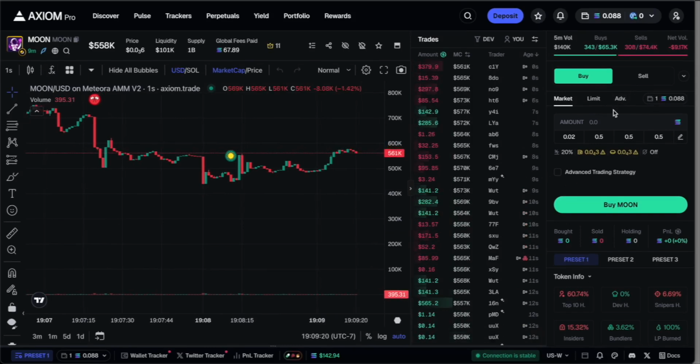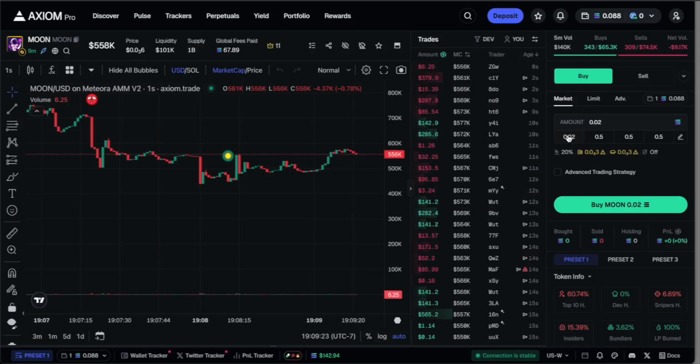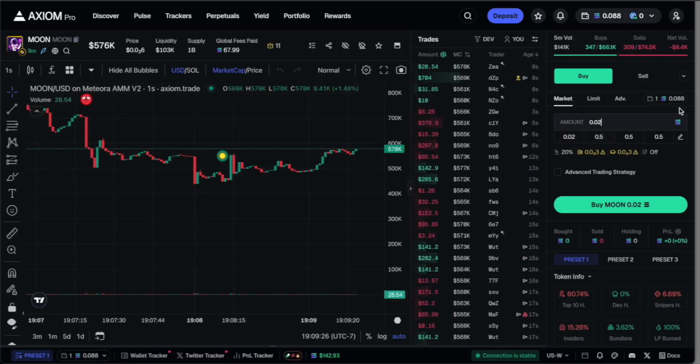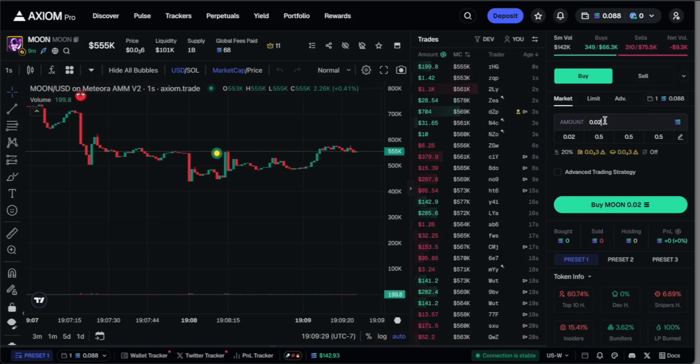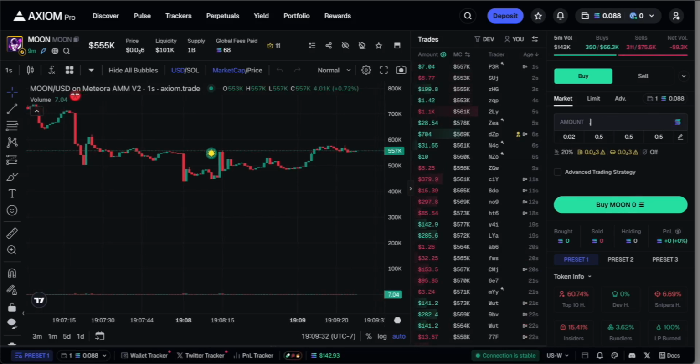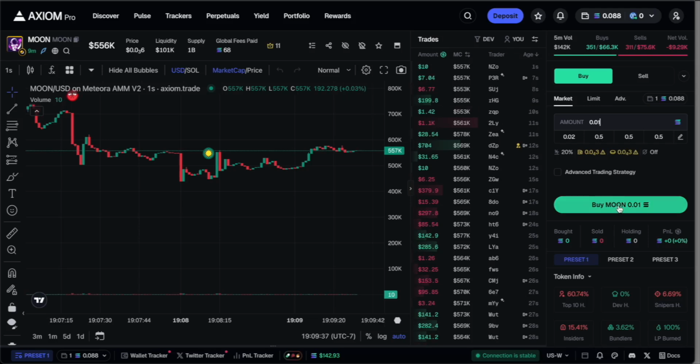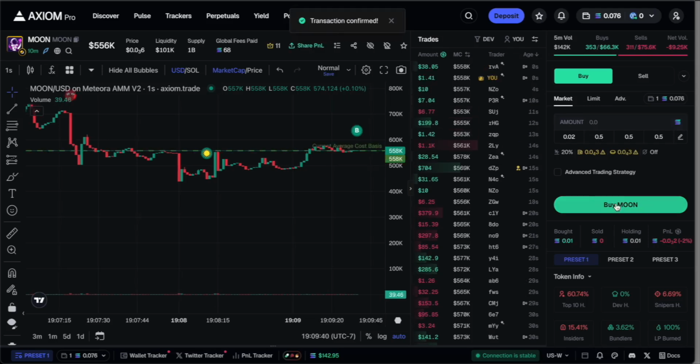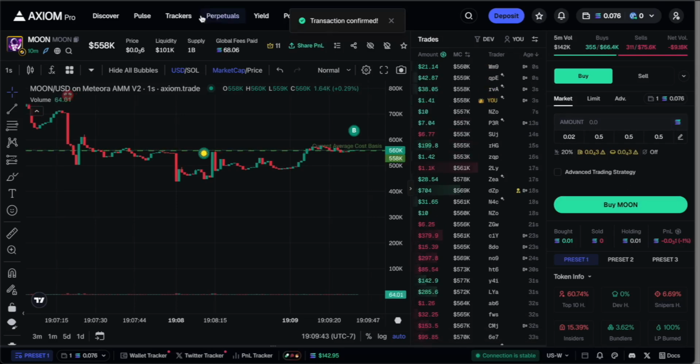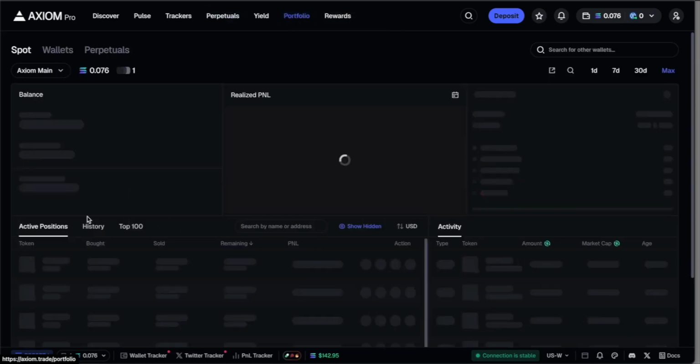Okay, so let's just buy 0.02. You put in your amount of Sol here, and you can just manually put in 0.02 or 0.01, and that's simple. In order to buy, it's as simple as hitting buy, and it'll say transaction confirmed, and then you can go to your portfolio and confirm you have it.